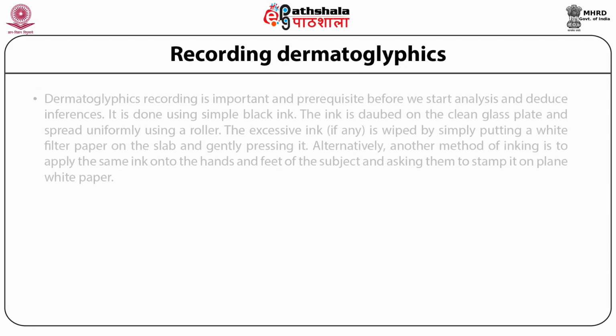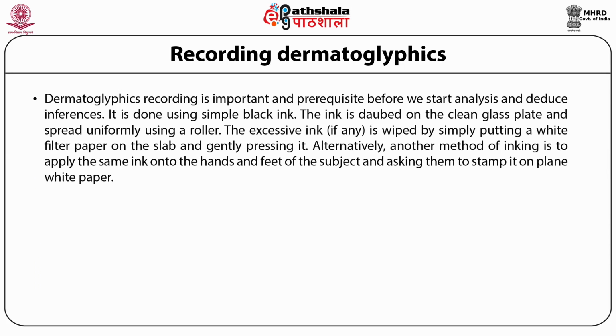Recording dermatoglyphics. Dermatoglyphics recording is important and a prerequisite before we start analysis and draw inferences. It is done using simple black ink. The ink is daubed on a clean glass plate and spread uniformly using a roller. The excess ink, if any, is wiped by simply putting a white filter paper on the slab and gently pressing it. Alternatively, another method of inking is to apply the same ink onto the hands and feet of the subject and ask them to stamp it on plain white paper.